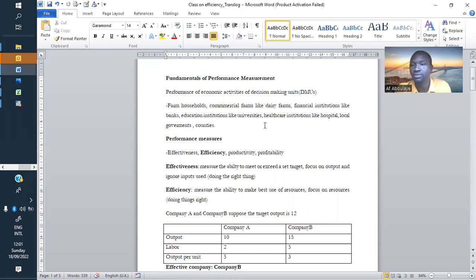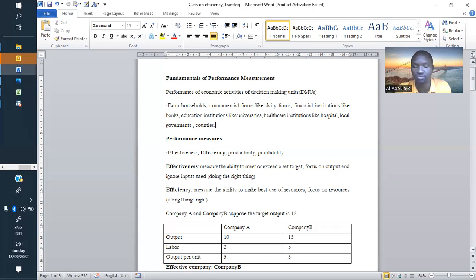Effectiveness measures the ability of a company or firm to achieve the target, but it focuses on output, the result, and ignores how the inputs are used. When we are talking about efficiency, we want to achieve the target, but not only that, we are more focused on how the inputs are used.